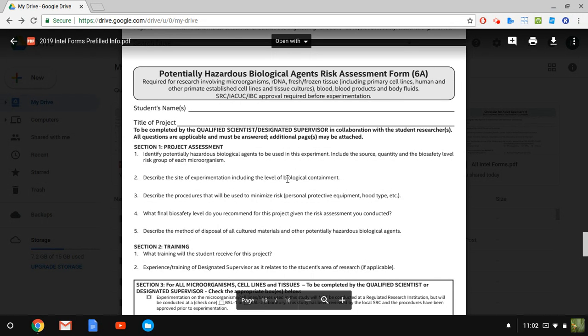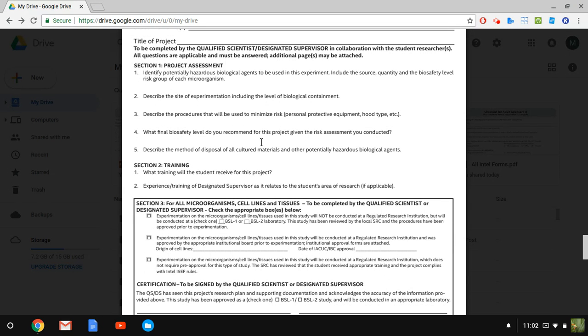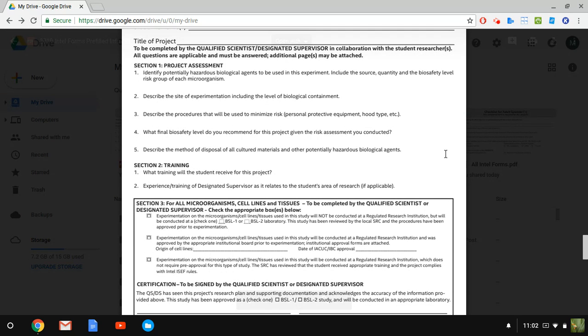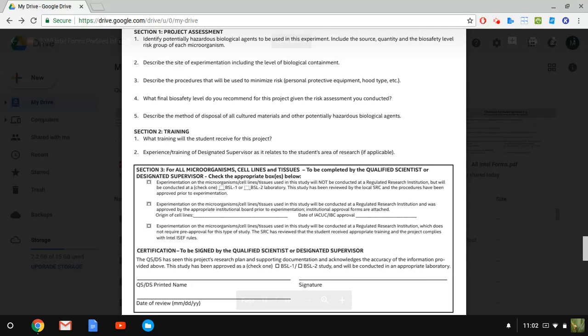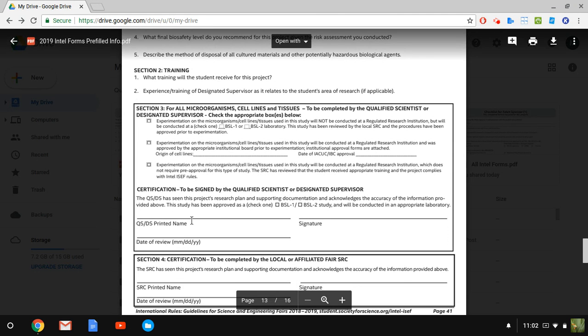You don't have a lot of room here, so this is typically one where people are attaching additional forms, but you have to explain the training that you've had so you know how to work with the specimens that you're using in the project. This part is incredibly important, section 3. If you're dealing with cell lines and tissues, this part has to be completed by your designated supervisor. They have to check the appropriate boxes there for them. They need to print their name and sign and then date this one.